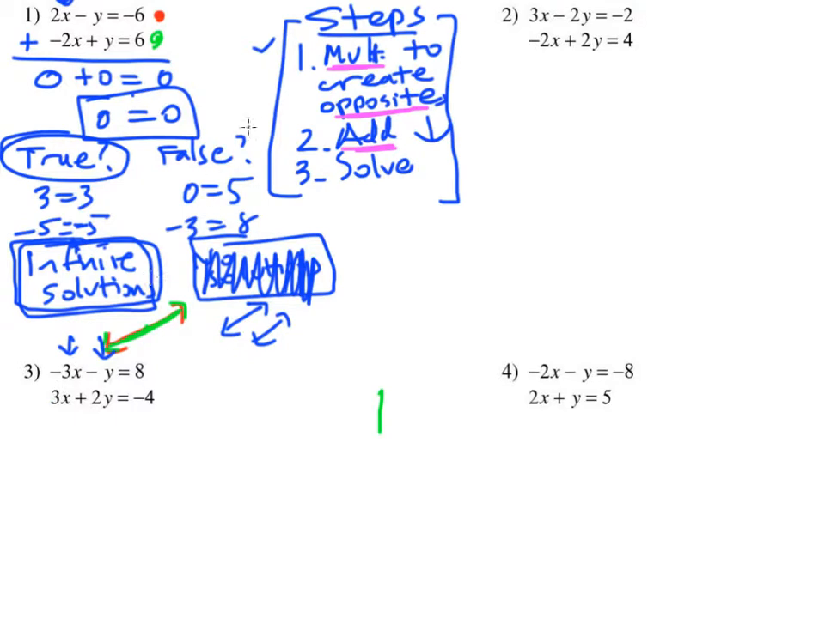So we are done with step one, multiply to create opposites. We don't have to do that. We can just go ahead and add straight down. Let's go ahead and add. That's a plus sign, a very ugly one.